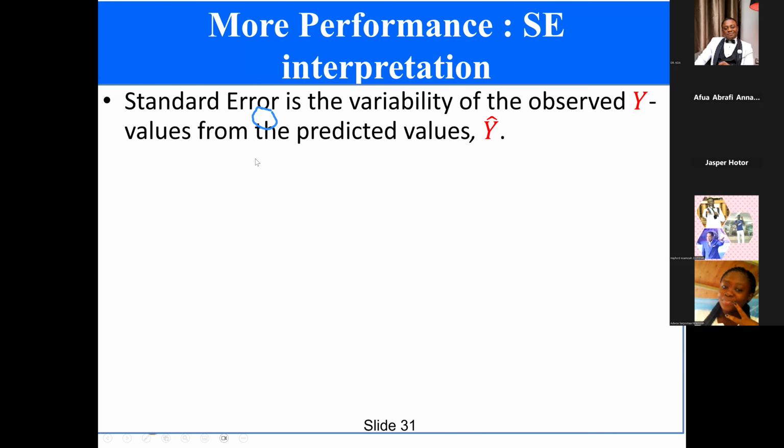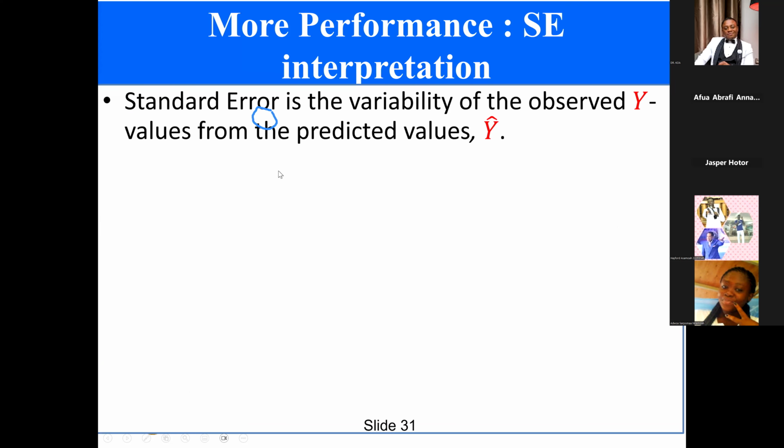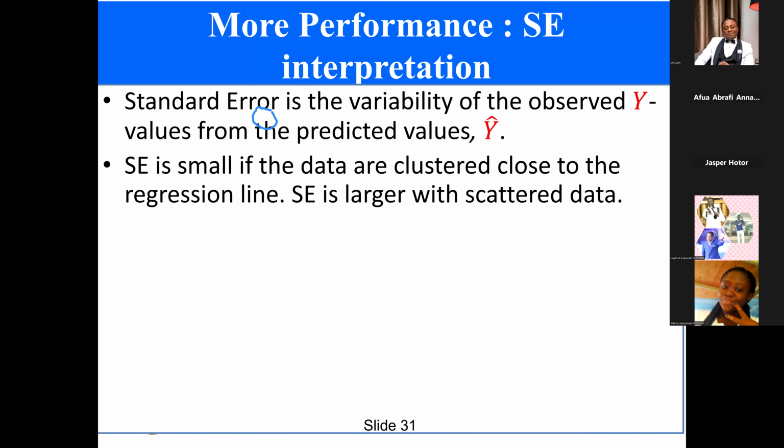The next one is the standard error. You can see that down here, 1.18 in this case. It's simply the variability of the observed, the actual, from the predicted. Okay, how the actual differs from the predicted in general. If it is small, it means the data is clustered very close to the regression line.